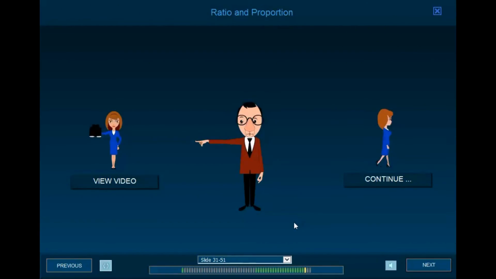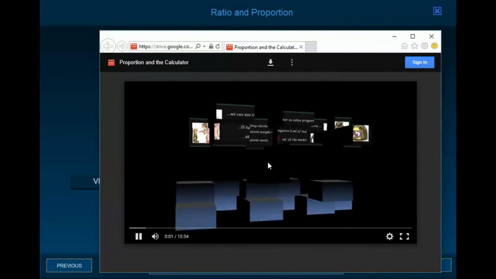Click here as we use our math graphing calculator to solve proportions. When you're done with the video, be sure to click here to continue with your work.